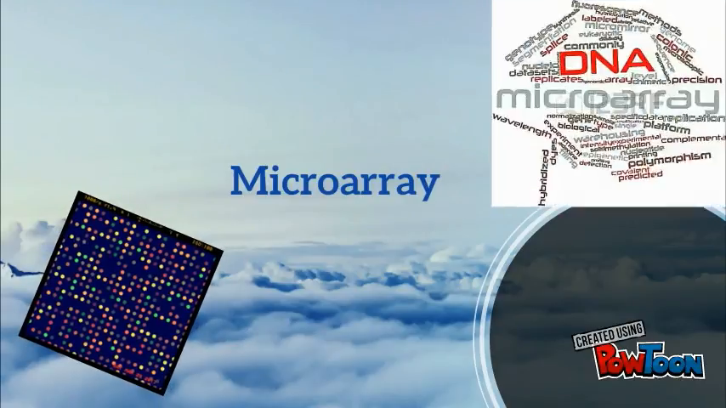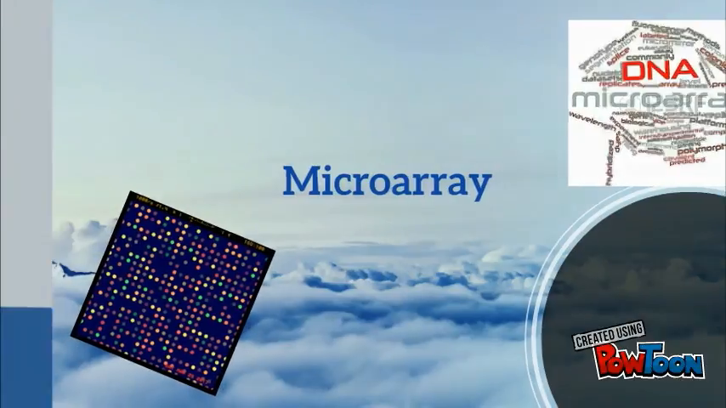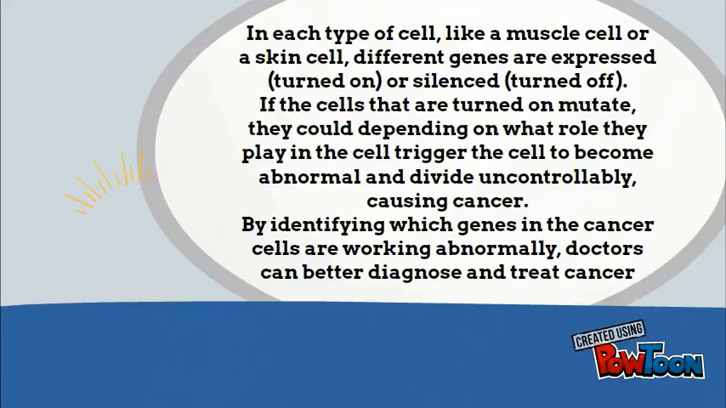Now we move to microarray. In each type of cell, like a muscle cell or a skin cell, different genes are expressed (turned on) or silenced (turned off). If the cells that are turned on mutate, they could, depending on what role they play in the cell, trigger the cell to become abnormal and divide uncontrollably, causing cancer.